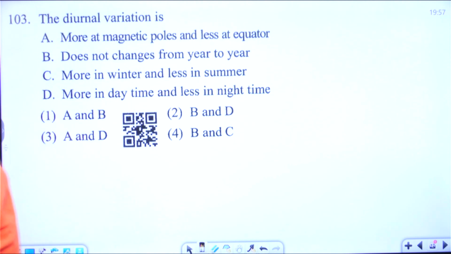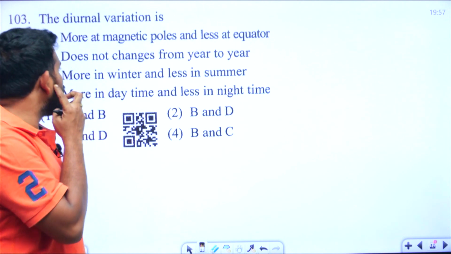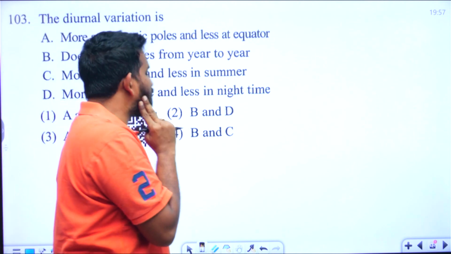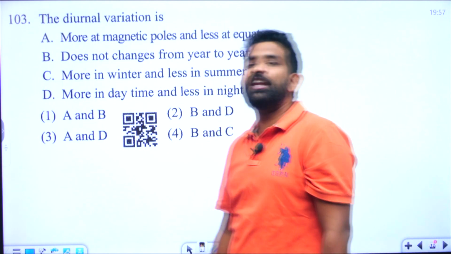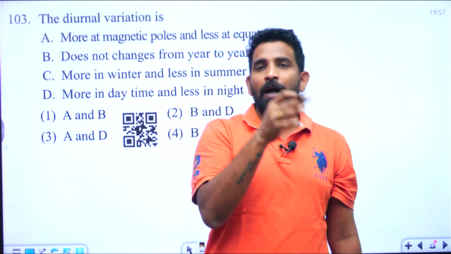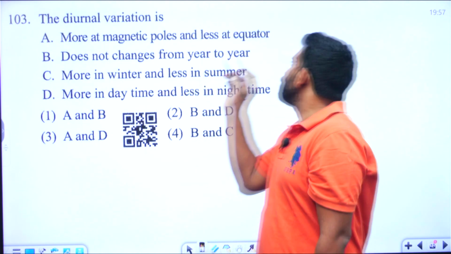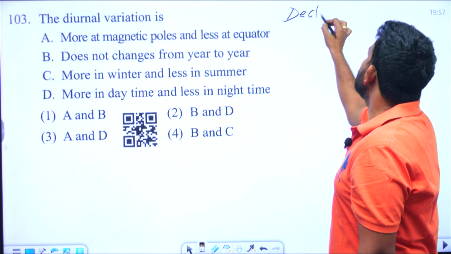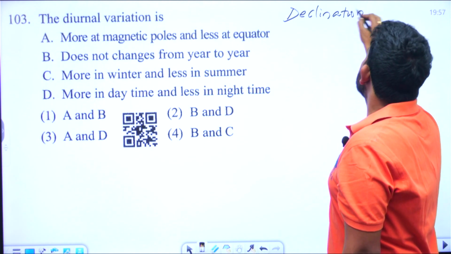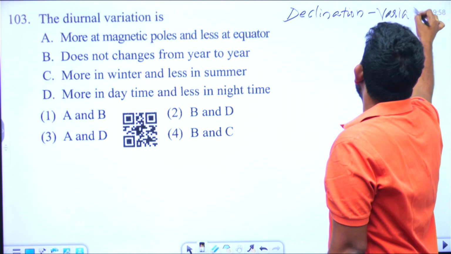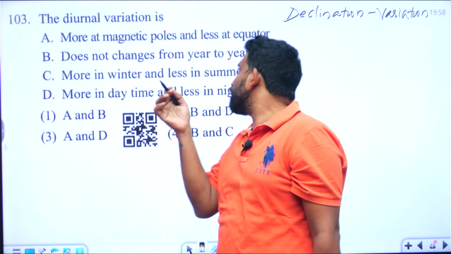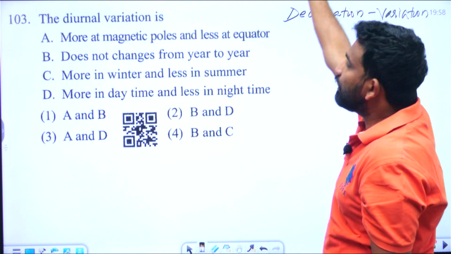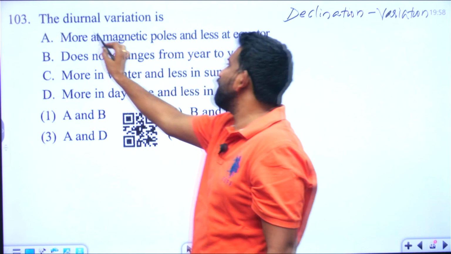The diurnal variation is more at magnetic poles and less at equator; does not change from year to year; more in winter and less in summer; more in daytime and less in night time. The question is regarding the diurnal variation. When we are dealing with magnetic declination, we observe something called variation. This variation can be diurnal, seasonal, or secular; we have different types of variations. Now he is asking about the diurnal variation.